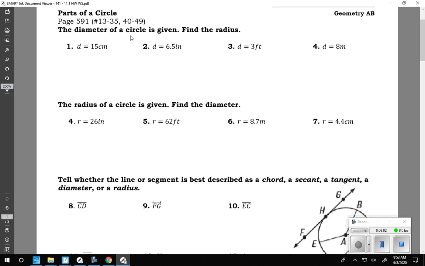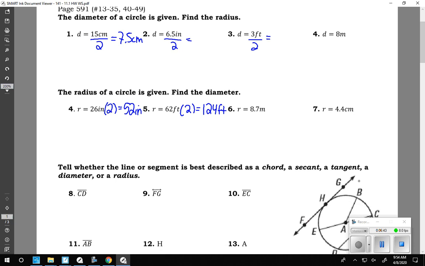The diameter of a circle is given. Find the radius. Okay, the radius is actually half the length of the diameter. So we're going to take the diameter and divide by 2, and that gives me a radius of 7.5. Again, divide this by 2, divide this by 2, etc. Now the next section, number 4, says the radius of a circle is given. Find the diameter. Well, if you're given the radius, then we need to double that to find the diameter. So 26 times 2 is 52 inches. All right, multiply this by 2. We have 124 feet for the diameter, etc. You can do the rest.